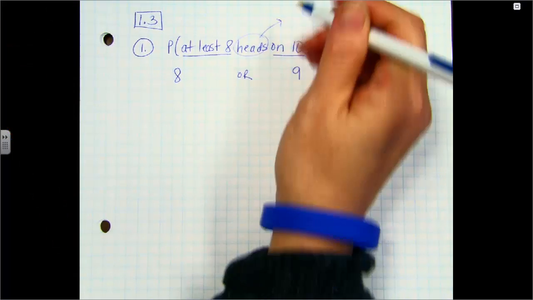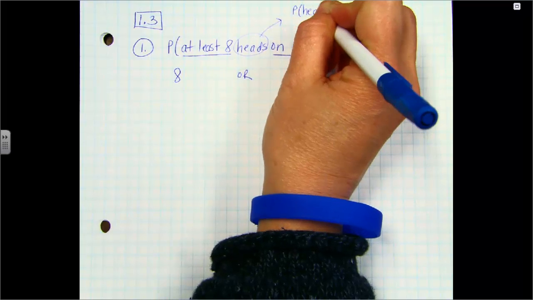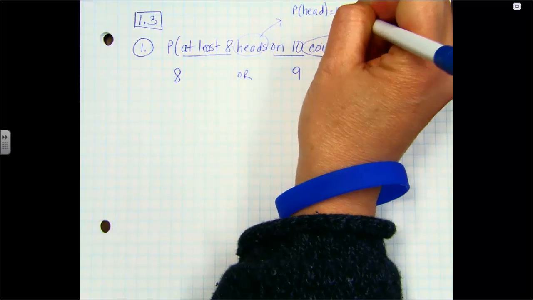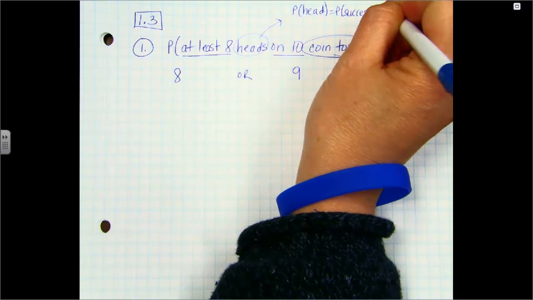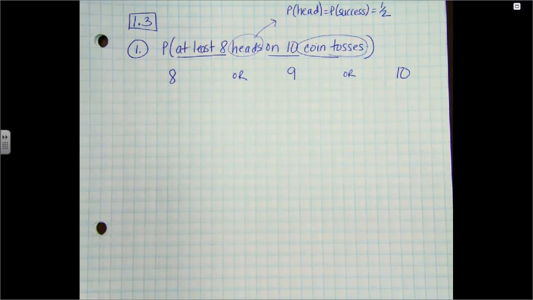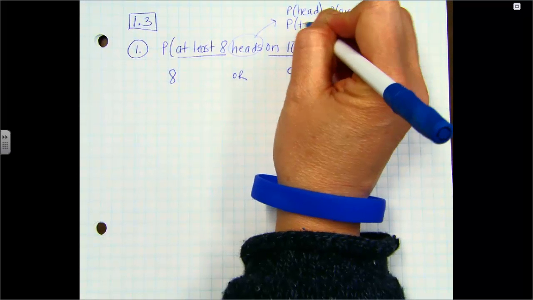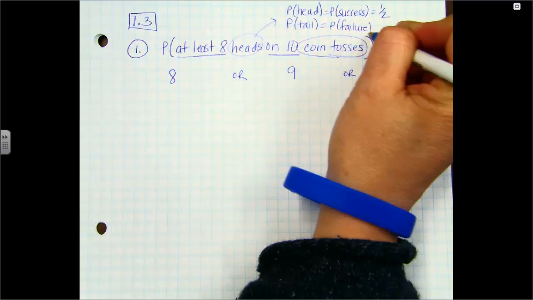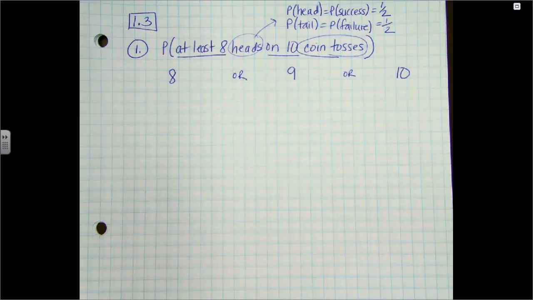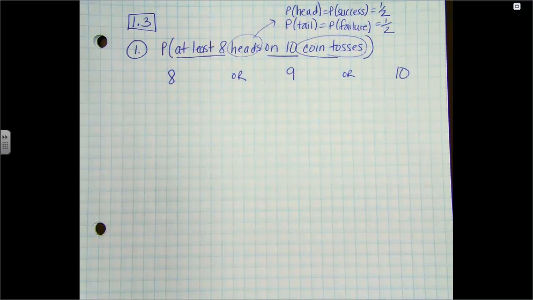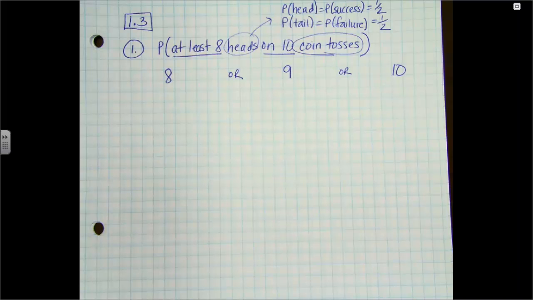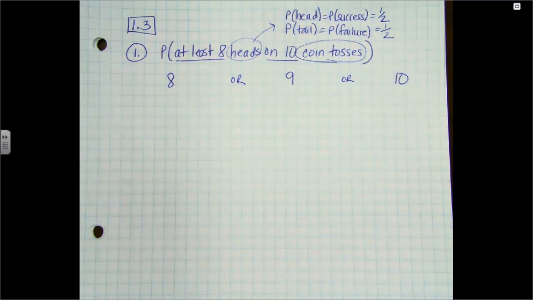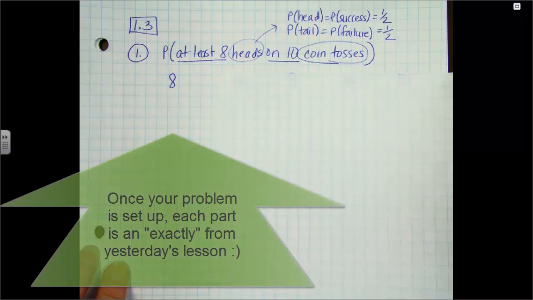Now I'm tossing a coin and I'm looking for it to land heads up. So the probability of success is the probability of it landing heads up, which is 1/2, which means the probability of failure is the probability of it landing tails up, which is also 1/2. Again, this is the work you show to receive credit. You show your probabilities of success and failure, you show your or statements, and from this point, each of those individual parts is yesterday's lesson. So I find the probability of exactly 8, exactly 9, exactly 10. Or means add.